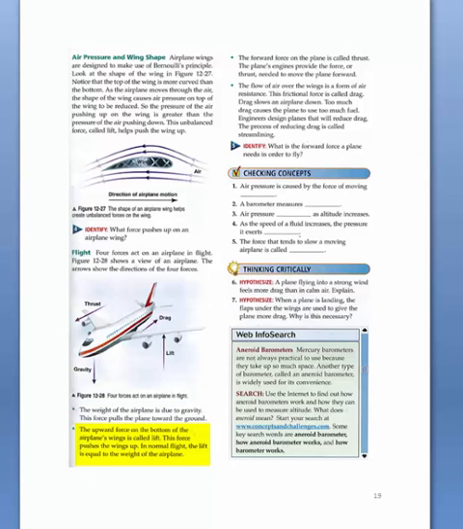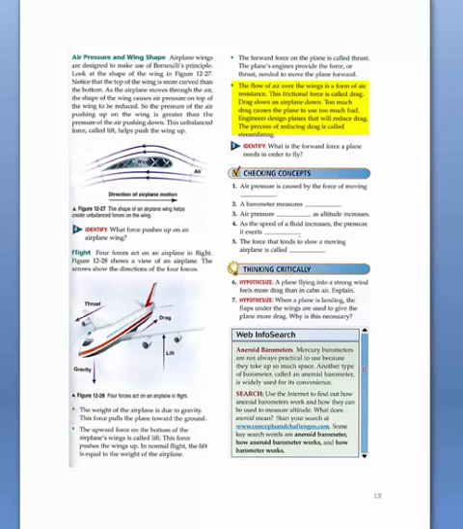The upward force on the bottom of the airplane's wing is called lift. This force pushes the wings up. In normal flight, the lift is equal to the weight of the airplane. The forward force on the plane is called thrust. The plane's engine provides the force, or thrust, needed to move the plane forward.